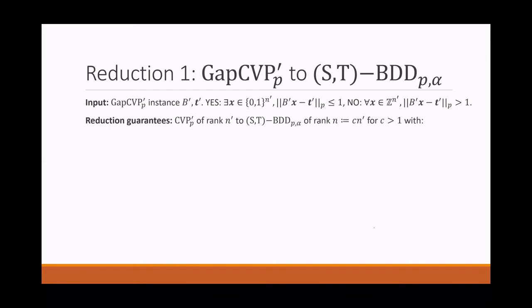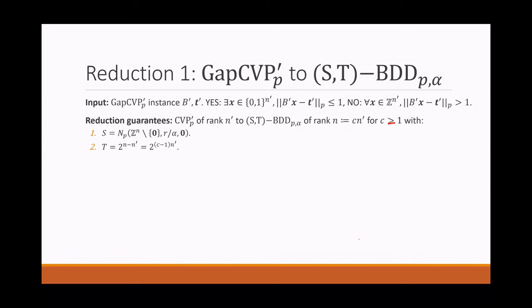So what's our reduction here going to do? We're going to reduce from an instance of CVP prime of rank n prime, meaning the underlying lattice is of rank n prime, to an S,T-BDD instance of rank Cn prime for some scale factor C, which can be greater than or equal to 1. So what are S and T going to be? S is going to be equal to this funny looking expression, and T will be equal to 2 to the n minus n prime.